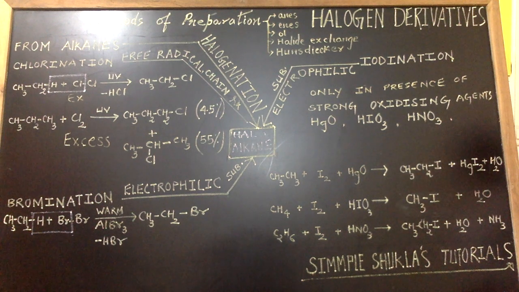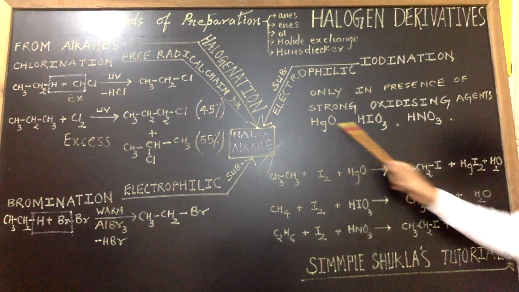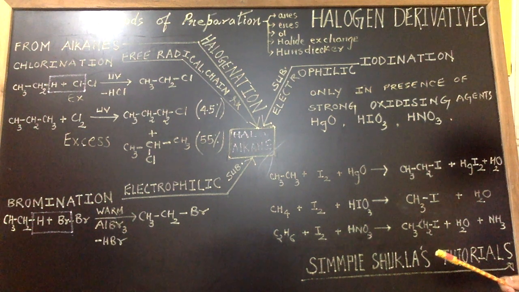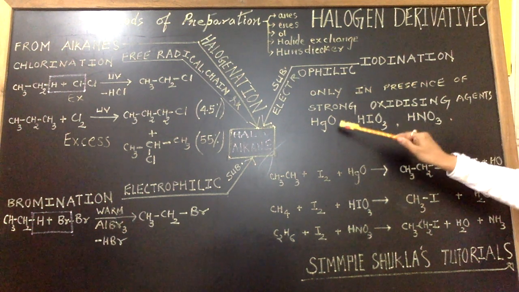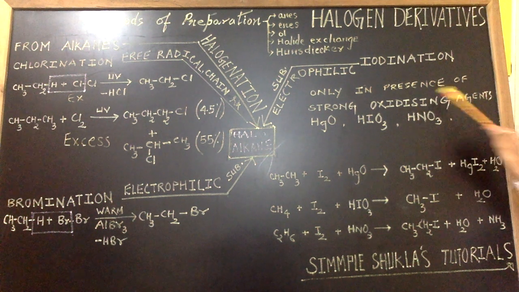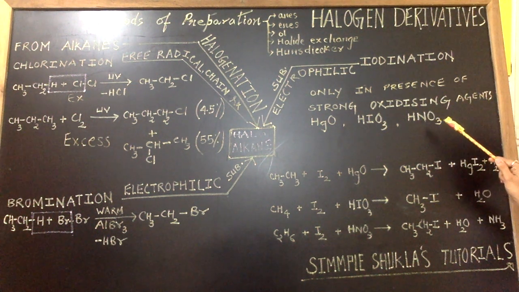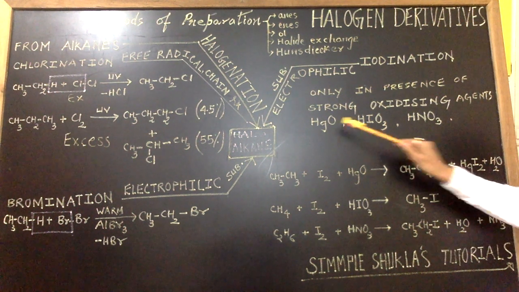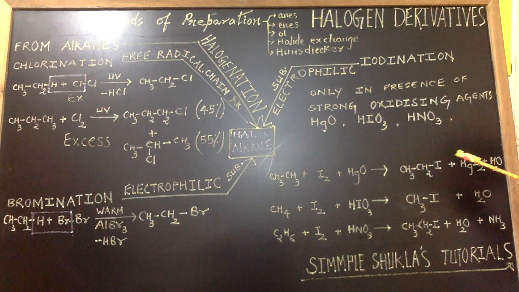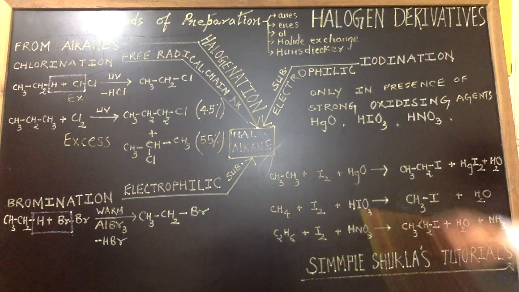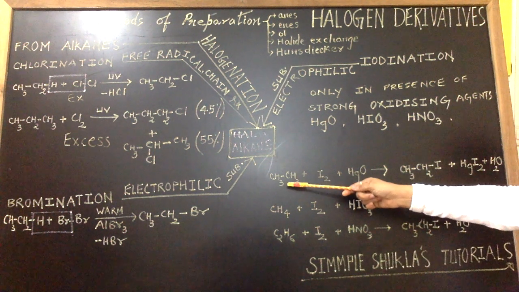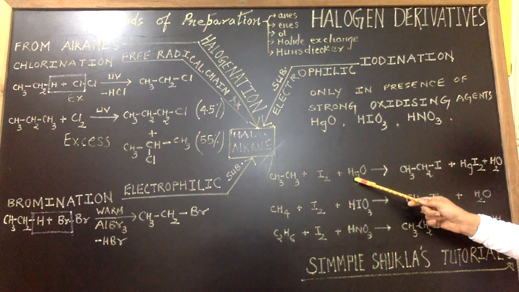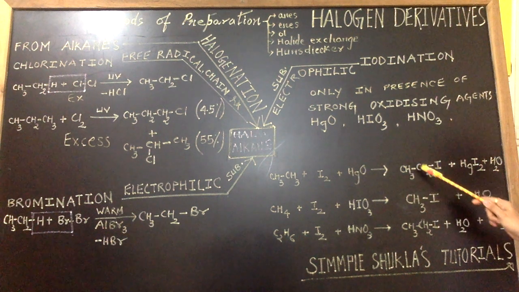In order to avoid the reversibility of iodination, we are making use of strong oxidizing agents which are not catalyst, because catalyst does not take part in reaction, but they take part in reaction. So they are agents of the reaction. So the reactants in iodination will be an alkane, iodine, and any one of the reagent, that is the oxidizing agent. And here we can see the examples. Ethane reacts with iodine in presence of oxidizing agent mercuric oxide to give ethyl iodide.